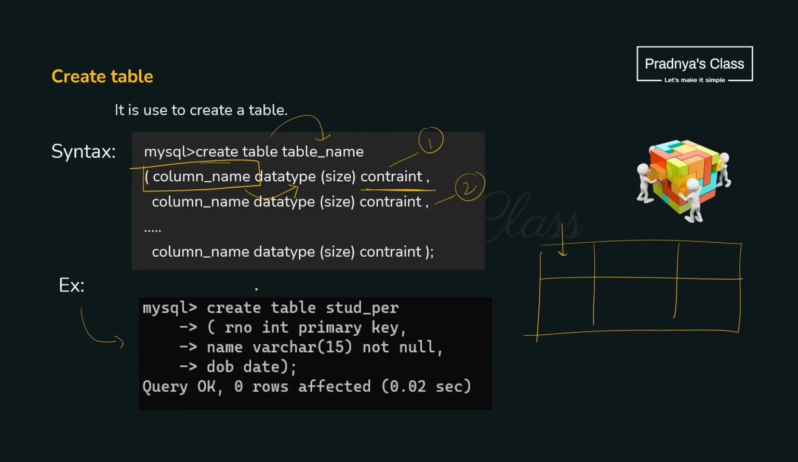Let's take one simple example. We are creating one student personal detail table. The first column is roll number, the second is name, and the third one is date of birth. We have applied primary key constraint on the first column. We can also write not null if you don't want to enter any null value to it. And the third is of date type. The roll number is of integer data type. For name we have used varchar 15. It means we can store a string of 15 characters, that is the maximum limit. And DOB is of date data type. In this way the table will get created.